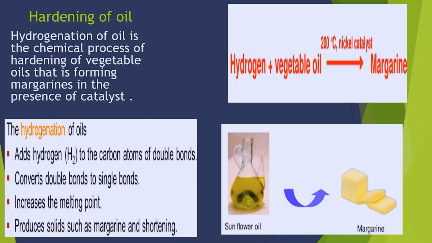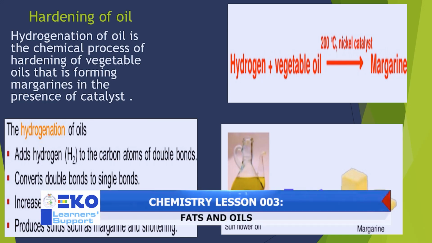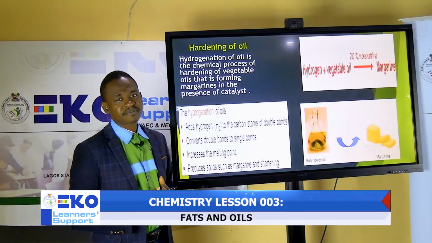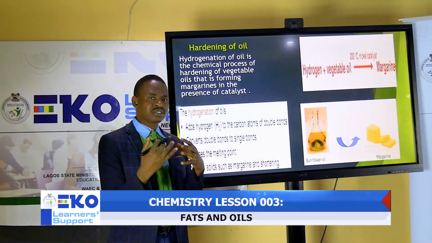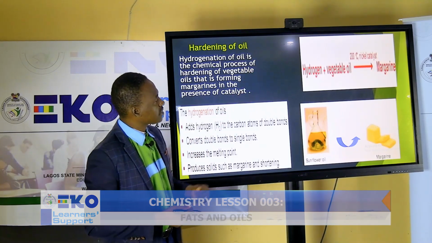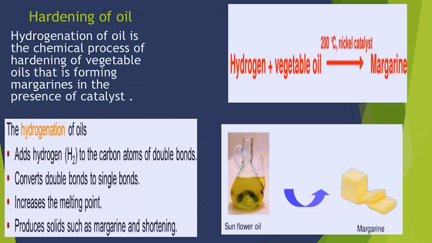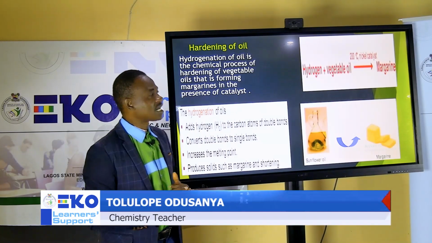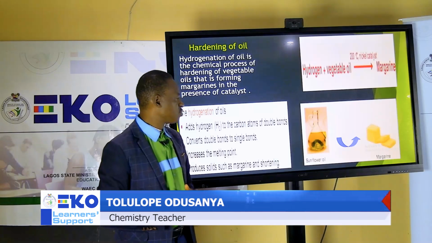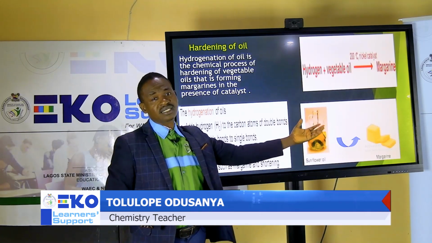Is it only that? No. Produce solid such as margarine, and shorten the carbon chain. Look at the process there. We have the hydrogen being added to vegetable oil at about 200 degrees Celsius in the presence of nickel, which is used as a catalyst. And the product is margarine. As you can see over here.